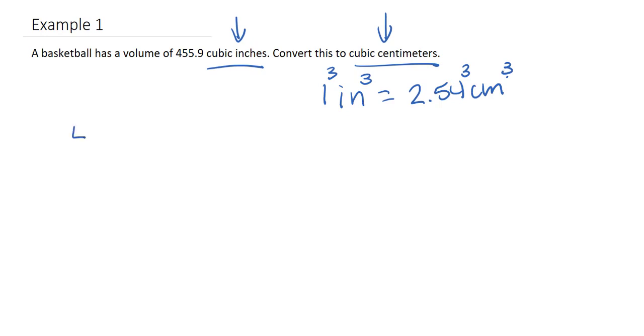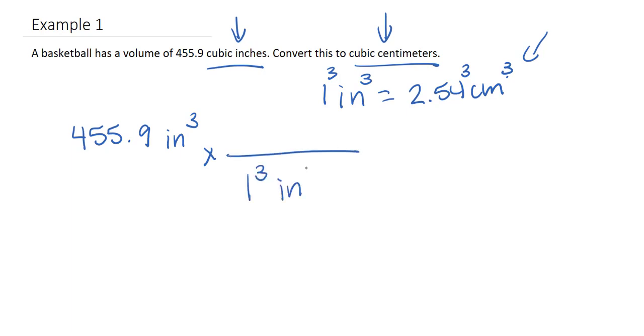Now we can go ahead and set this up. So we have 455.9 cubic inches. So we have inches cubed. Now, all we need to do is place this right. So we need to get rid of inches cubed, right? Cubic inches. So we go ahead and put that on the bottom. And then on the top, we're going to put 2.54 raised to the third power, and then centimeters cubed.